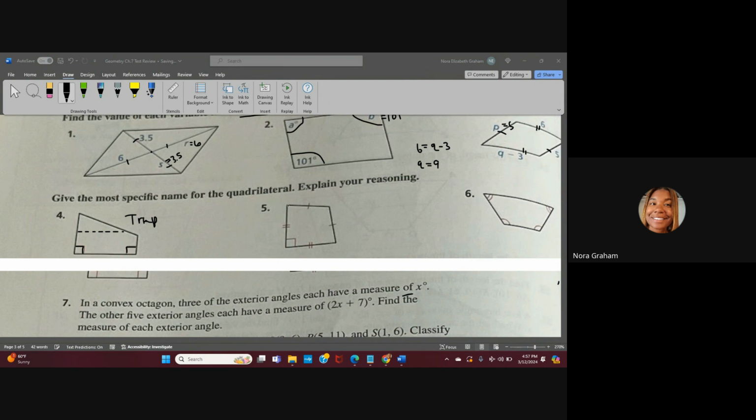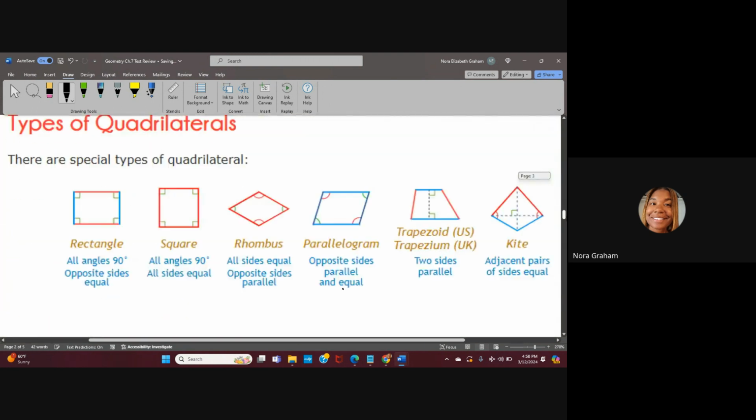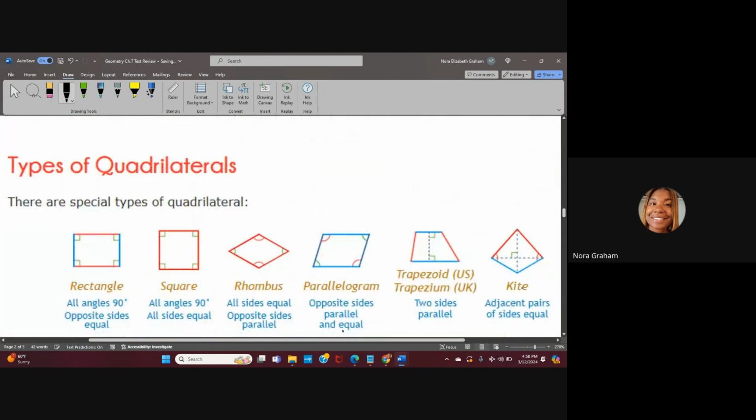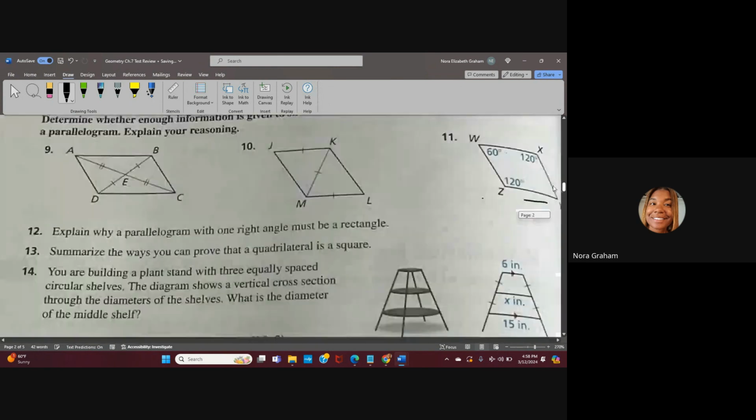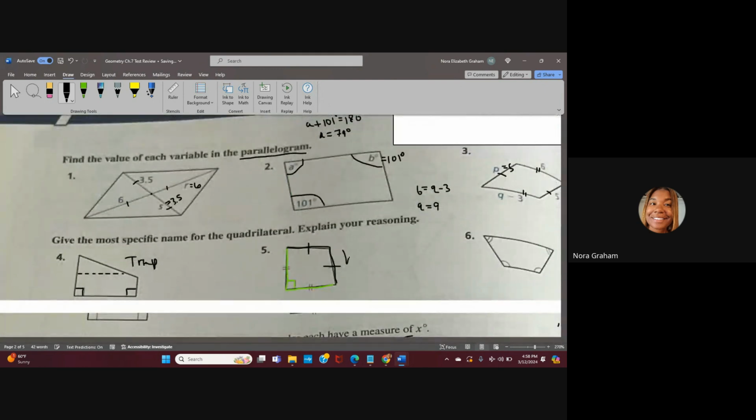For 5, I noticed that my touching sides right here are congruent. And the same thing goes for these sides. My touching sides right here are congruent. And I also have one right angle. So the quadrilateral that looks like that is going to be a kite, okay? Because my adjacent pairs of sides are equal, which is exactly what's happening. So this is a kite. K-I-T-E. And then let's go ahead and look at 6.